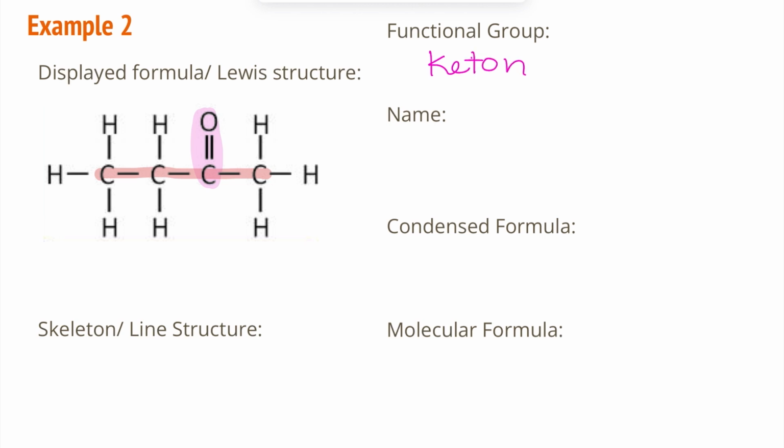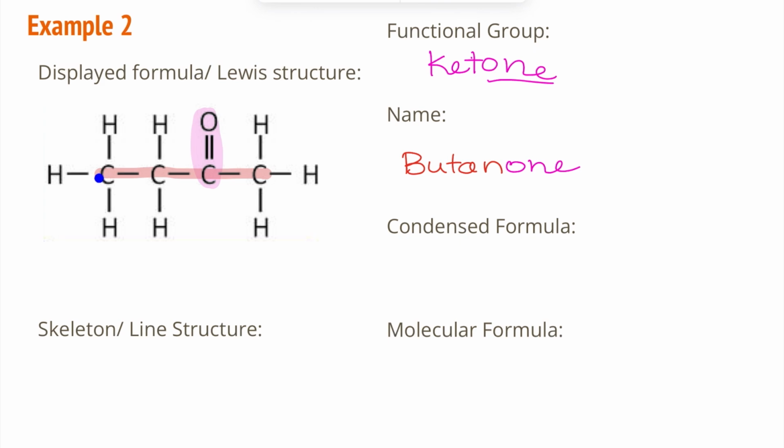as we look at naming, we look at what is our longest chain. We have a chain of 4. That prefix for 4 is but. It's a chain of carbon single bonded, which would be butane. But for a ketone, we change that ending to one, butanone.